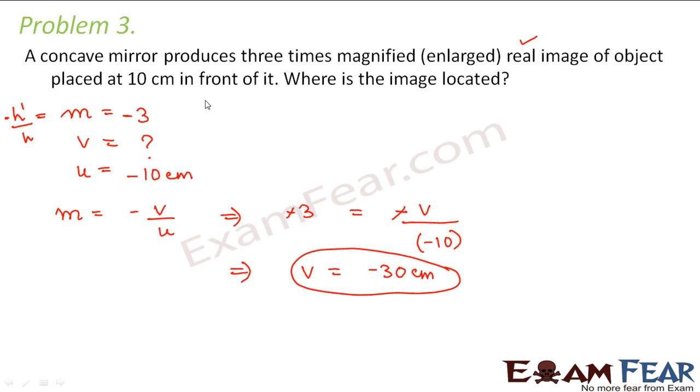So please take care to put the sign convention everywhere consistently. See, here it talked about a real image, so you should put the magnification as negative, because a real image always means an inverted image. A virtual image would mean a direct image, so in that case we will put magnification as positive.